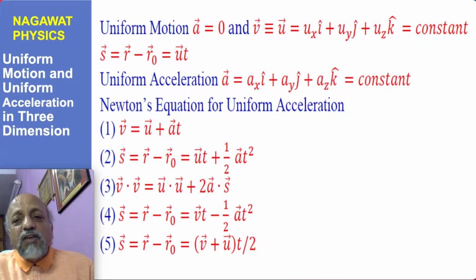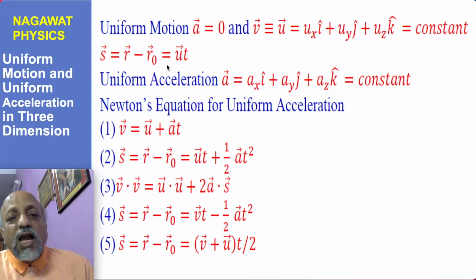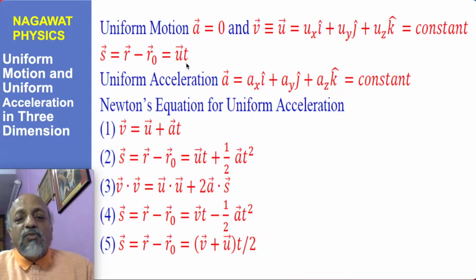And in the last case we have shown that we can also define the displacement. If you know the position vector at time t equal to 0 is r0, and at time t the position vector is r vector, then the s vector, which is called the displacement vector, is nothing but r vector minus r0 vector, and is therefore equal to the u vector times time, u vector times t. So we can express these expressions in vector form in three dimensions also.